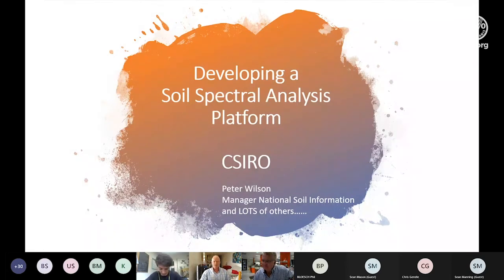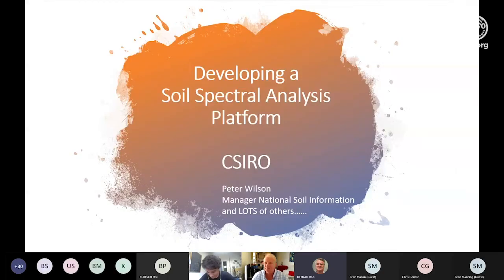Yeah, okay. Well, I'm not sure what you're seeing here, but I'm not seeing what I want to see. So we get back off that. I think we saw it. Developing a soil spectral analysis platform. Yeah, it was just a big splash. I just need to get the rest of my screens because I've got multiple screens running. So apologies for that. Hello, everybody.